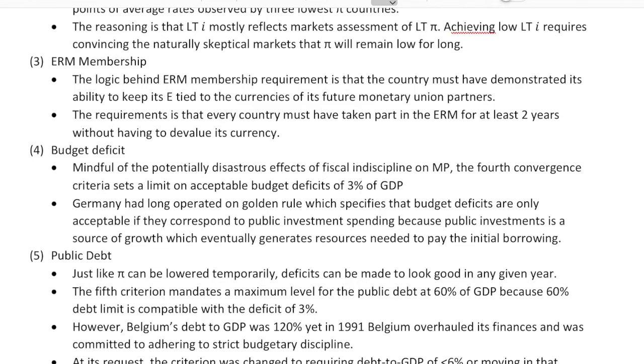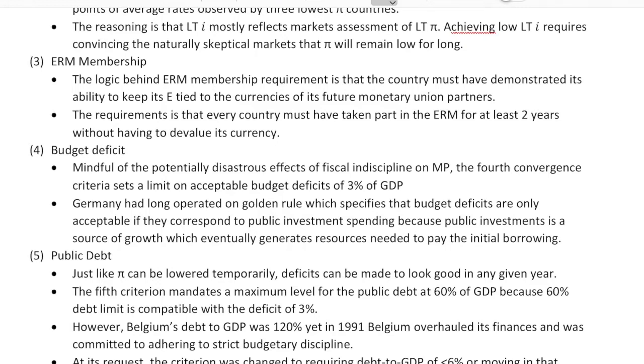In other words, what they learned is you can't expect people to have a 3% budget deficit on the one hand, but then on the other hand have like 20% public debt. It's just not compatible, right? It's just not going to happen. So there's a debt limit of 60% of GDP. But Belgium's debt to GDP was 120%.